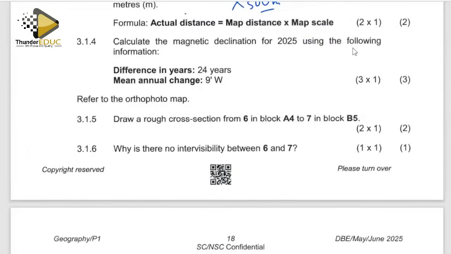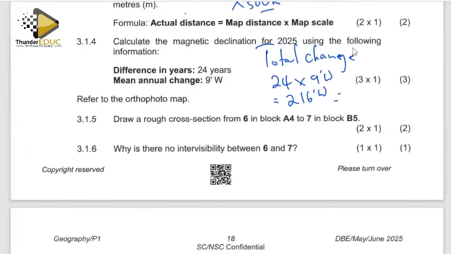So for you to get the total change, you get it by multiplying the difference in years by the mean annual change. In this instance, our mean annual change is 9 minutes to the west, and our difference in years is 24. So for us to get the total change, we say 24 times 9 minutes to the west. And that is going to give us a total of 216 minutes to the west.